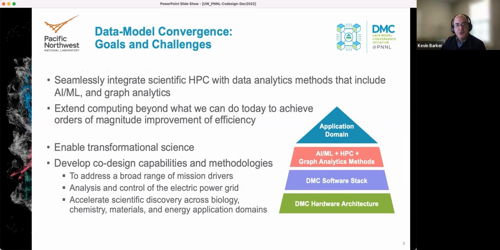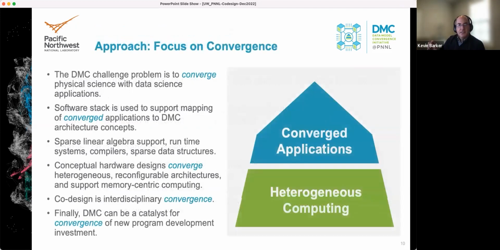When it came time to actually do the project management and how we lay out the DMC project portfolio, we combined some of those into 2 particular elements, 2 thrust areas. The first is converged applications. And so the challenge problem, of course, is how do we converge physical science with data science applications?